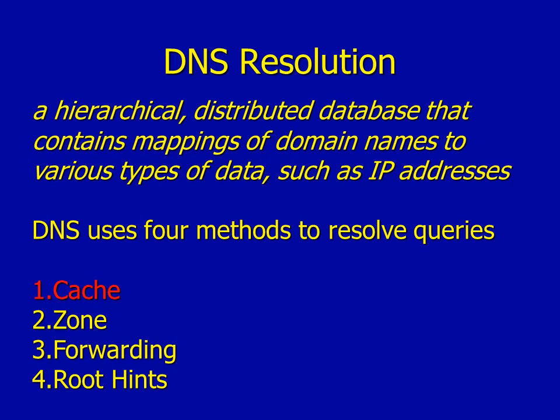So as we know, DNS uses a number of methods to resolve DNS queries. The first being cache, second being the zone, which we've looked at previously. Third is forwarding, and finally the fourth one is using root hints. So in this edition we're going to be looking at the cache and how that works, and using root hints and how that works to resolve DNS queries.